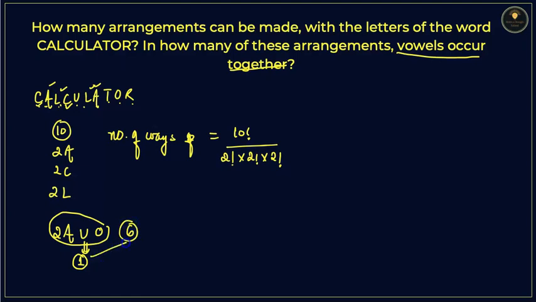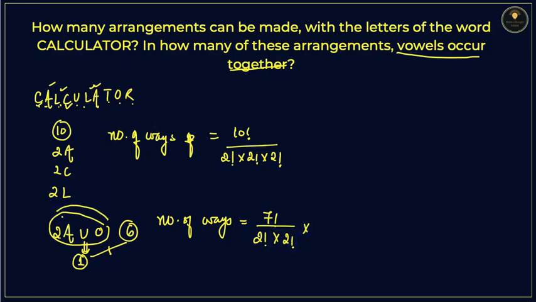So we will add these two values. You will write 6 plus 1, that is equal to 7. So the number of ways is 7 factorial. But in the 7 factorial, 2 C's and 2 L's are repeating, so we will write 7 factorial divided by 2 factorial multiplied by 2 factorial.